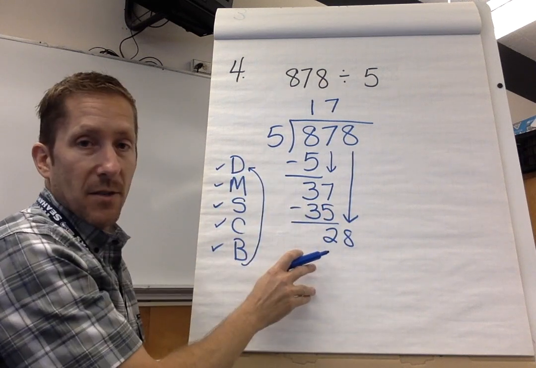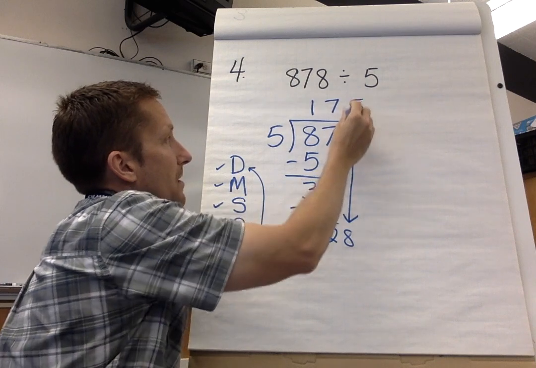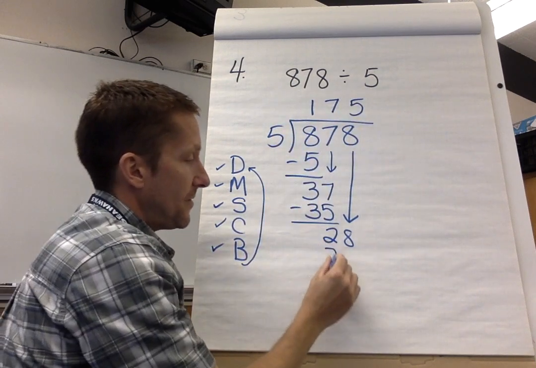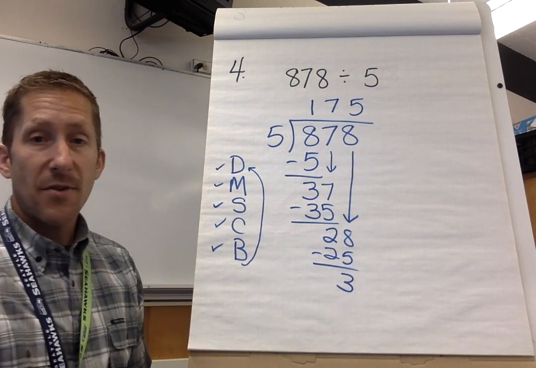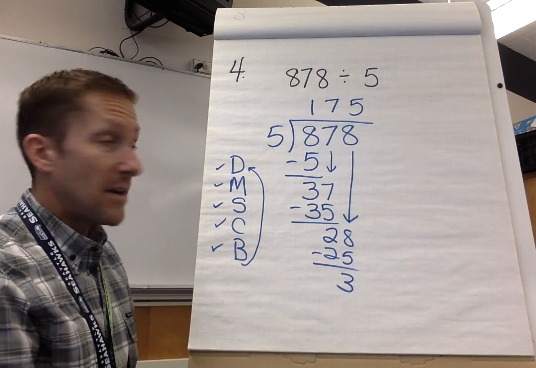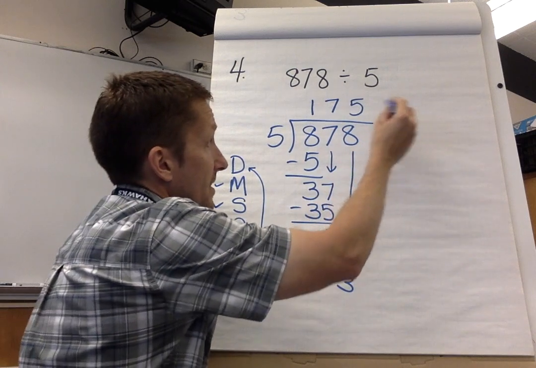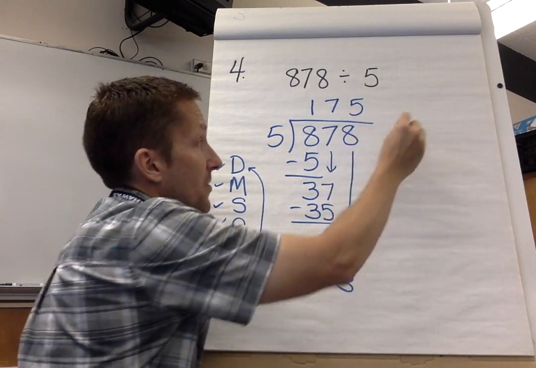How many 5s go into 28? 5 times. 5 times 5 is 25. I don't have any more numbers to bring down. So one answer I could have is 175, remainder 3.